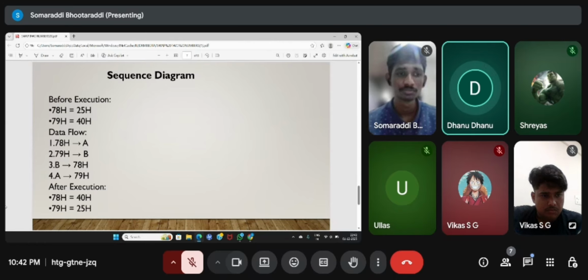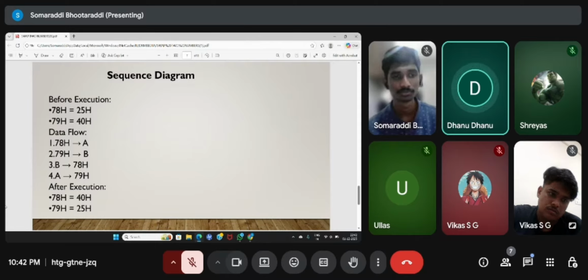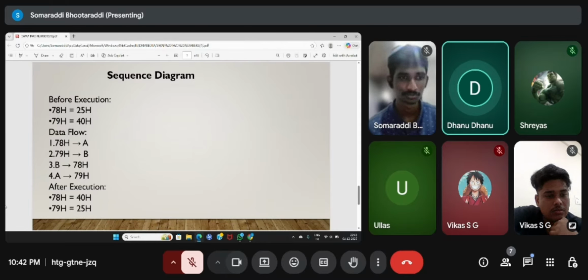Third is B to 78H. The value in register B, 40H, is written back into memory location 78H. Fourth one, A to 79H. The value in register A, 25H, is written into memory location 79H. After execution, 78H is equal to 40H and 79H is equal to 25H.